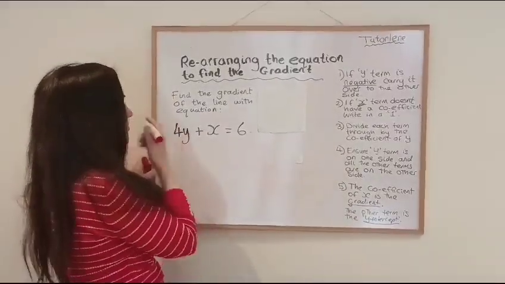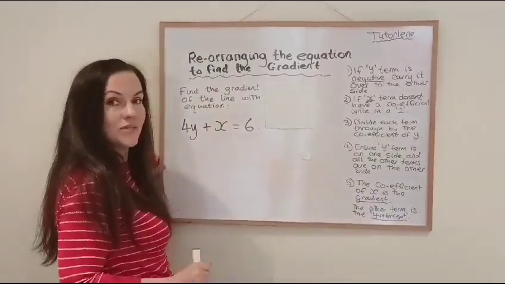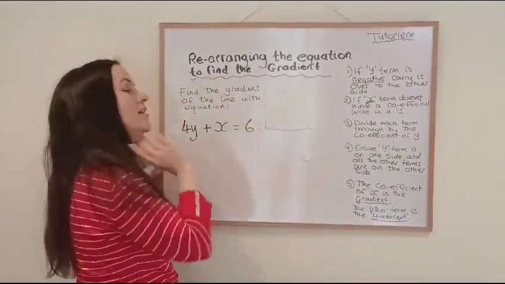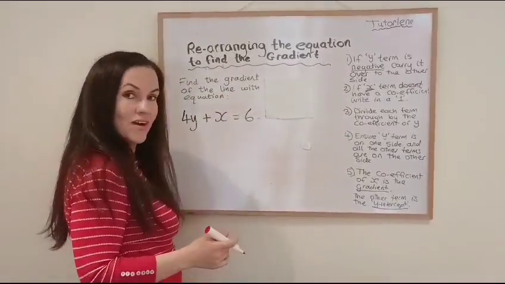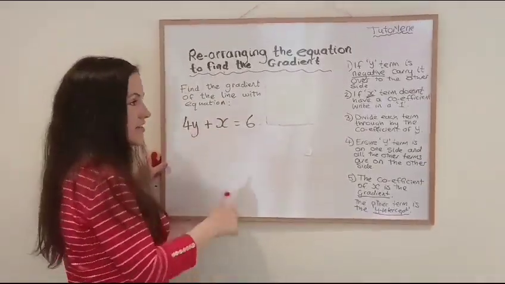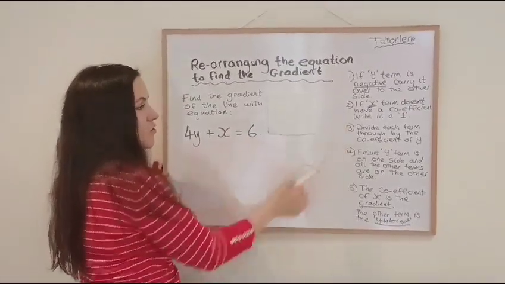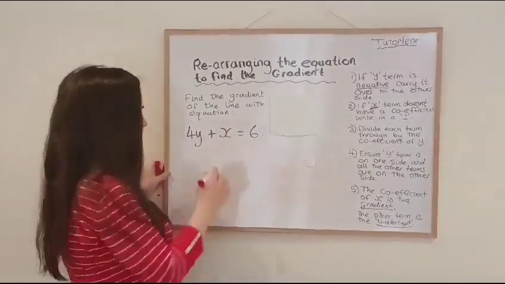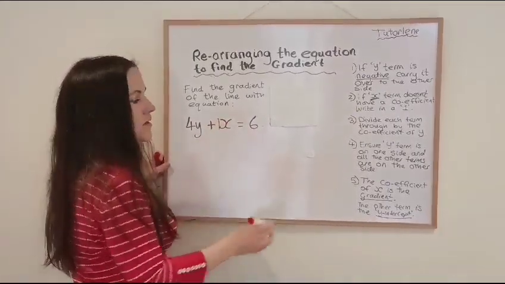This time we have another example. So find the gradient of the line with equation 4y plus x equals 6. So again, we just go through the steps. The first step, if the y term is negative, carry it over to the other side. Well, y isn't negative, so we'll go on to the next one. If the x term doesn't have a coefficient, we write in a 1. So this is the first time where x hasn't had a coefficient, so we write in a 1.